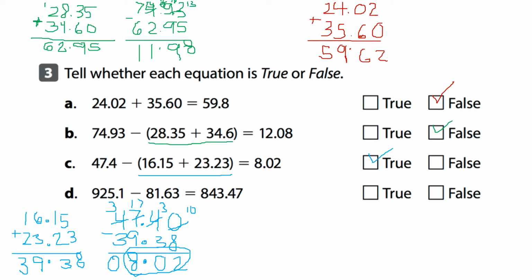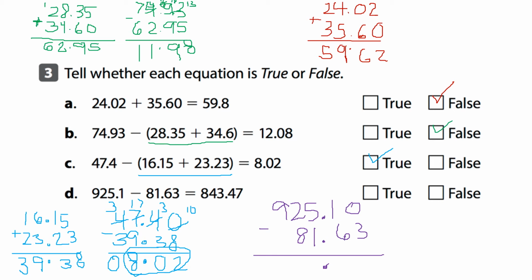And for the last one, I'm going to use purple. So for part D, we're just subtracting. So just one step here. Feels like we've been doing this problem forever. So we have 925 and 1/10 minus 81 and 63 hundredths. So I'm going to drop my decimal down first, add my placeholder so it's easier for me to do this visually, and then subtract like normal.